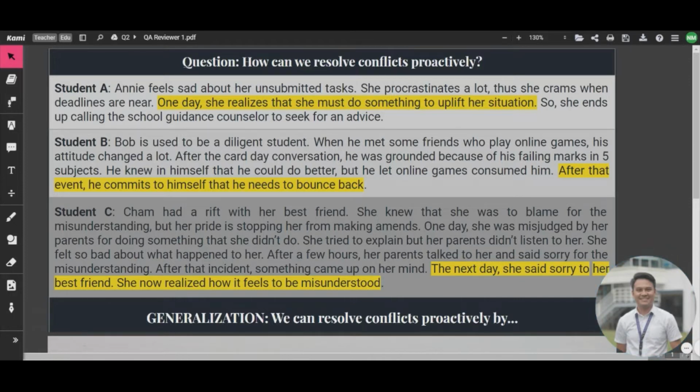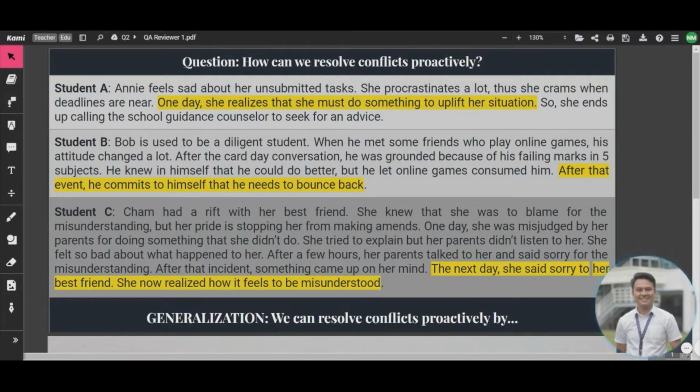Now, for the situations, number 1, Student A, Annie feels sad about her unsubmitted task. She procrastinates a lot, thus she crams when deadlines are near. One day, she realizes that she must do something to uplift her situation. So, she ends up calling the school guidance counselor to seek advice.